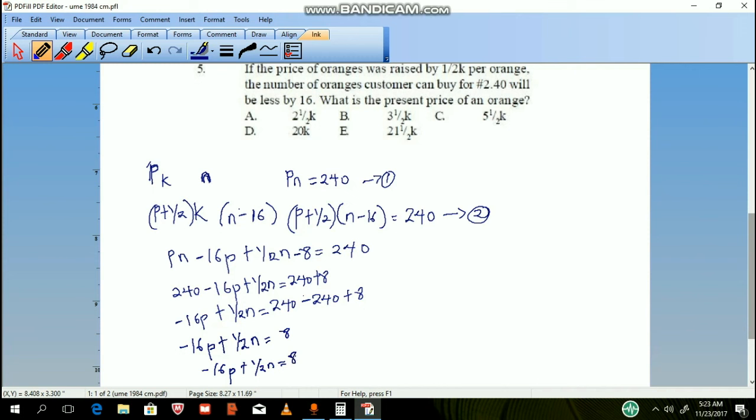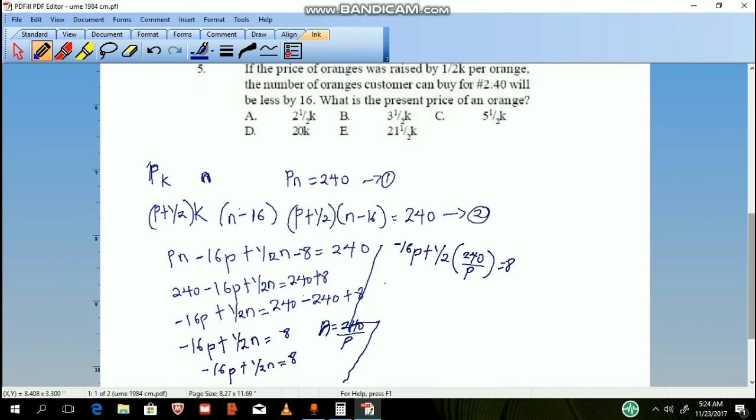So how do we simplify this? Remember, recall from equation 1 that Pn equals 240. Therefore, I can say that n is equal to 240 over P. So if I substitute this into this one right here, let me demarcate this place. So we have negative 16P plus 1/2 times, instead of writing n, I'll write 240 over P, equal to 8.